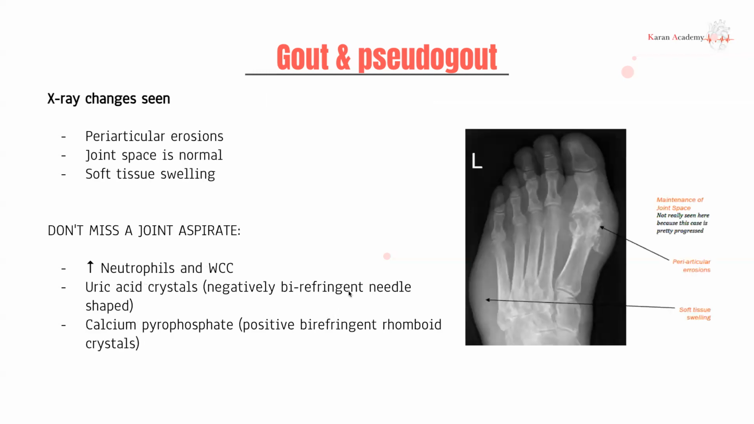Now, what are some X-ray changes seen? So you can get periarticular erosions. You can get soft tissue swelling, but quite often the joint space itself tends to be quite normal. Now, if we look at this, what do we mean by periarticular erosion? So this is the articular surface itself. On the sides of it are the peri, or the adjacent to the articular surfaces, and they can often get eroded because of that deposition of crystals in.